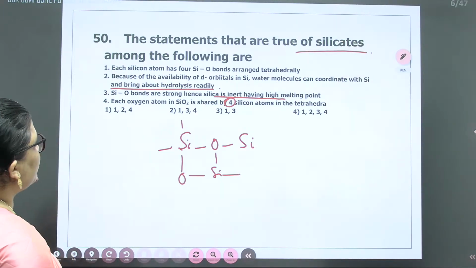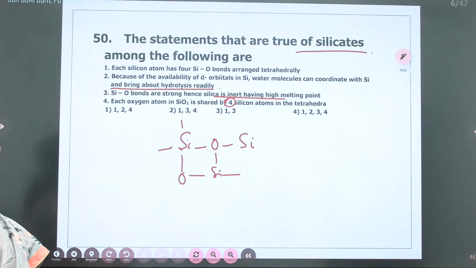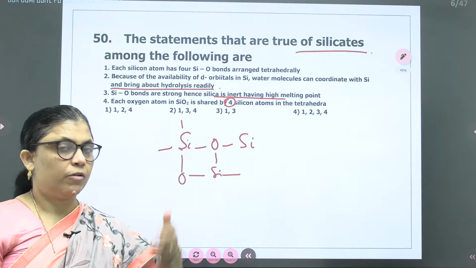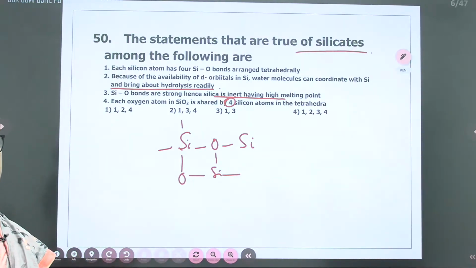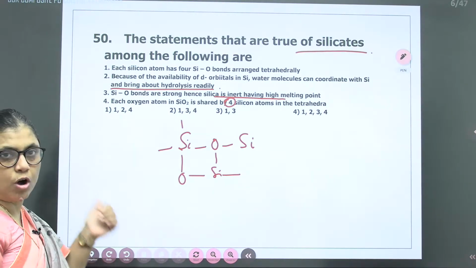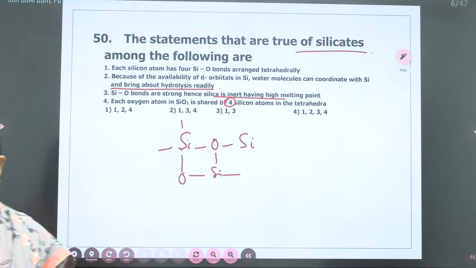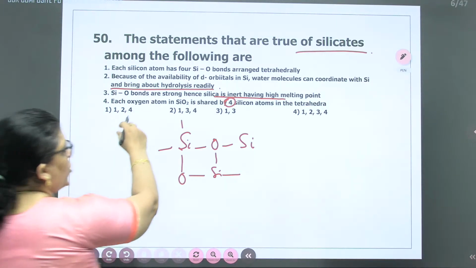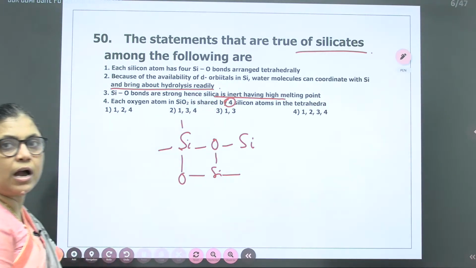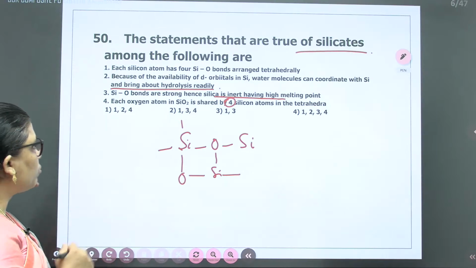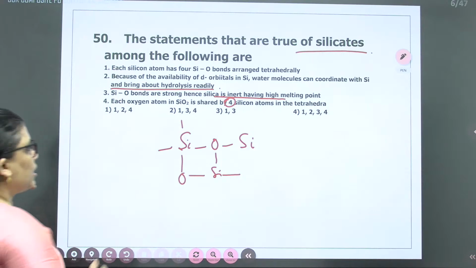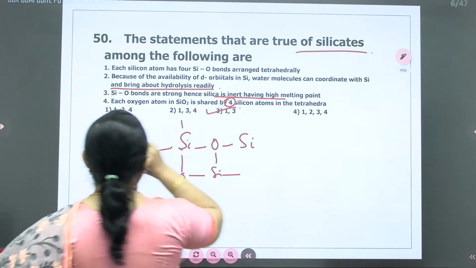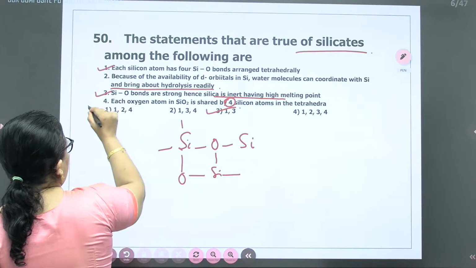But the second point, because of the availability of d orbital in the silicon, we know very well that down the group, availability of d orbital will start. That's why the second point is wrong. The third point says that Si-O bonds are strong, hence silica is inert. Yes, the third point is also correct. The fourth point is wrong. Therefore, for question number 50, the correct answer is the first and third statements. First and third statements are right.